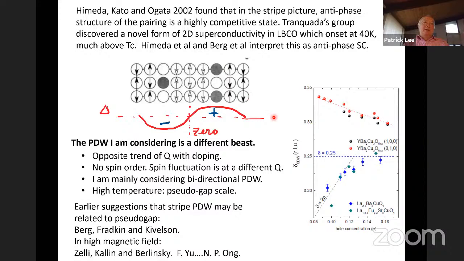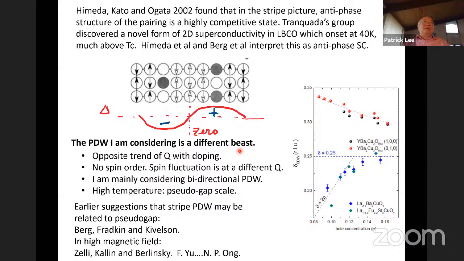I should say that there has been an early suggestion that this stripe-type pair density wave may be relevant to the pseudogap, by Berg et al., and also by Cullen and so on in the magnetic field. And there's also an experimental paper by Ong's group. But I guess maybe it's okay for me to say that I'm the one who stuck my neck out the furthest, ready to be chopped off.